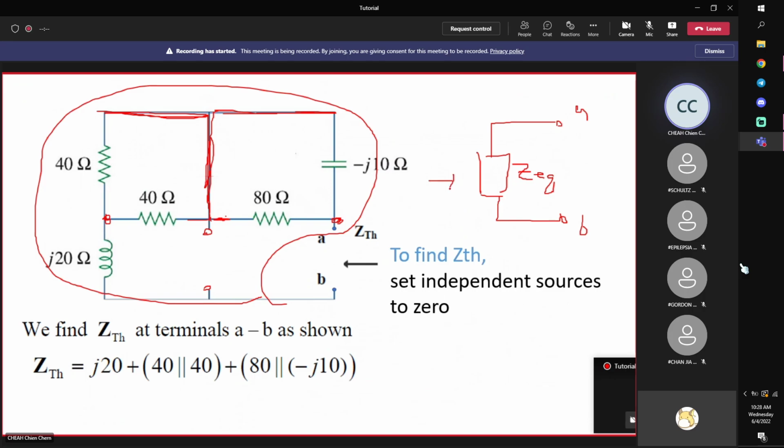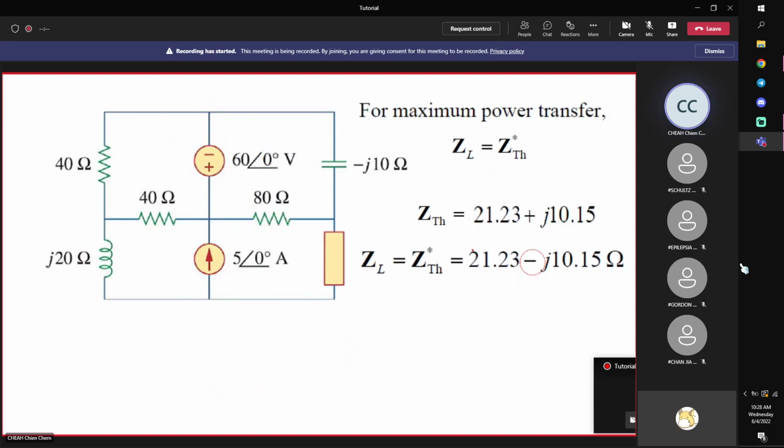Remember, what we want is not just ZTH, but rather we want to use ZTH to find the complex conjugate. Here your imaginary part is positive. You reverse the sign, it becomes negative. So take note of that. If your ZTH has a negative imaginary part, then you reverse the sign and it will become positive.